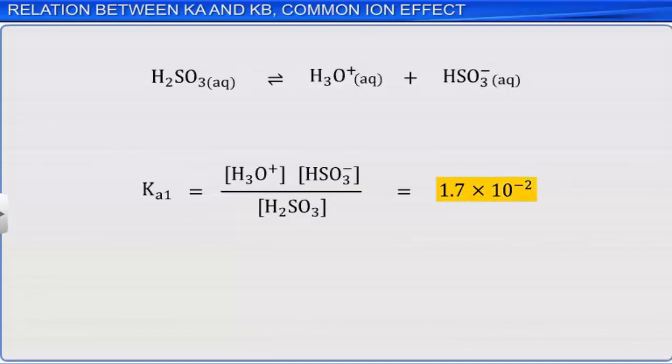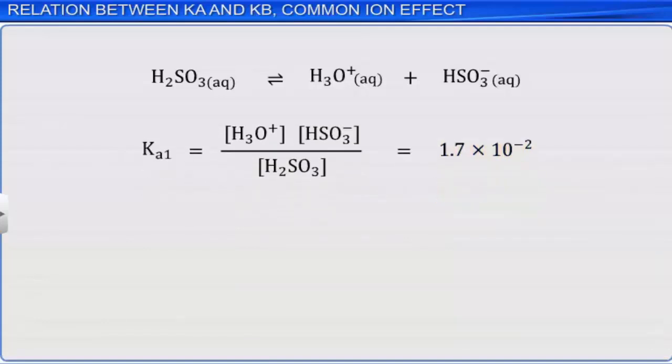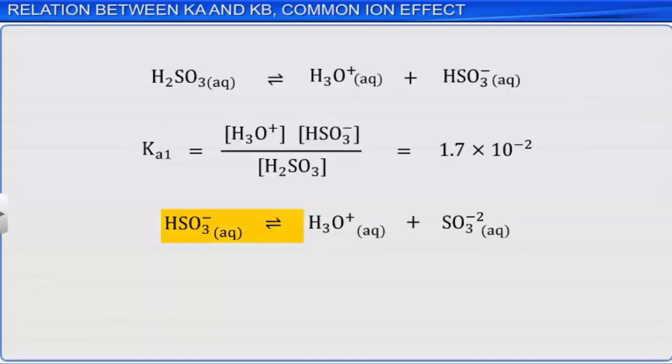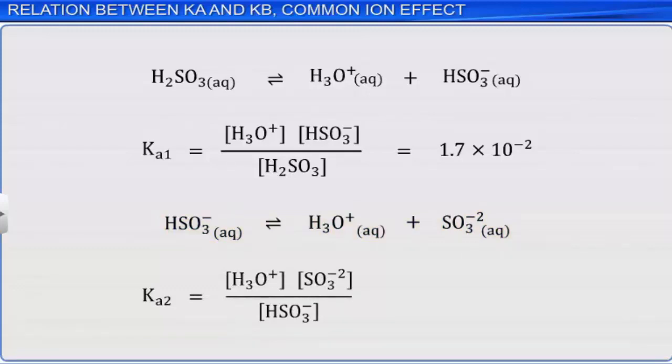Similarly, the ionization reaction of HSO3- can be represented as HSO3- aqueous in equilibrium with H3O+ and SO3 2- aqueous. The second dissociation constant, represented by Ka2, is equal to the product of concentration of H3O+ and SO3 2- divided by concentration of HSO3-. The experimental value for this dissociation is equal to 6.4 × 10^-8.